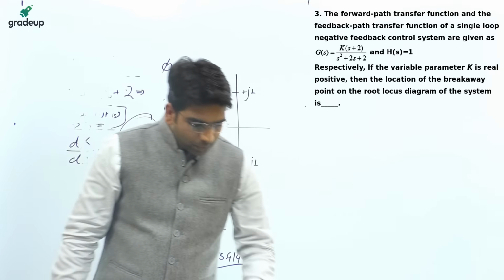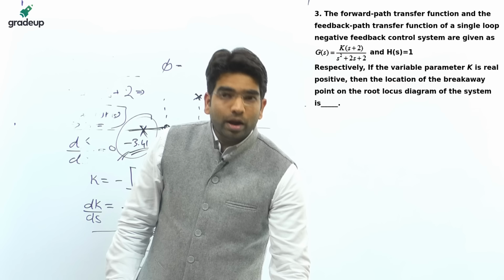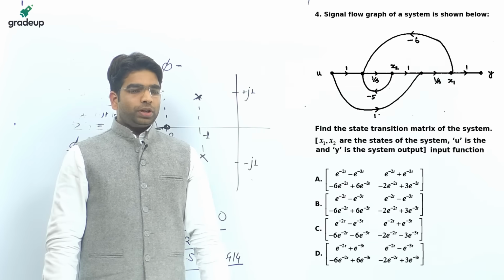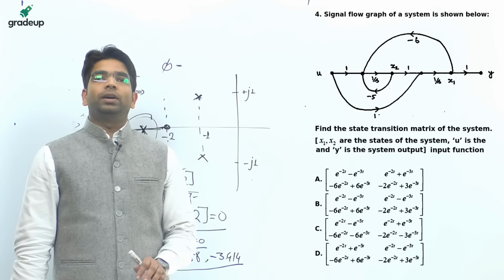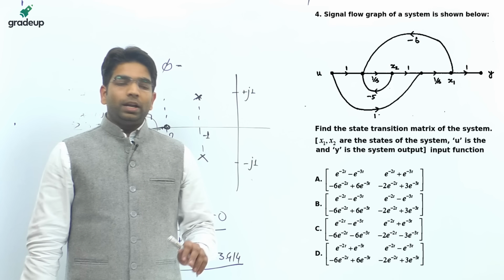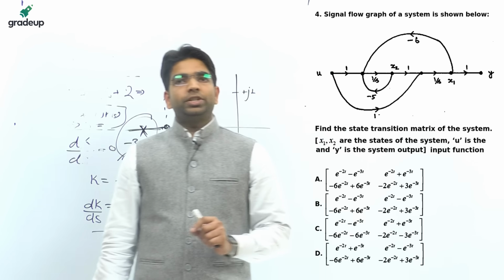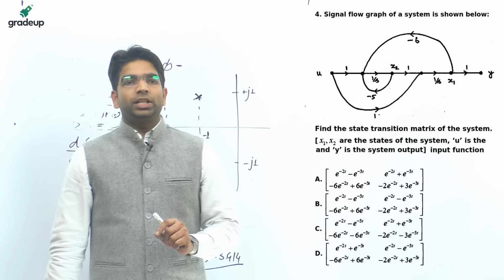I would like to offer you the very next set of question, that is this question. It is a question of signal flow graph in which you have to calculate the state transition matrix phi of t.